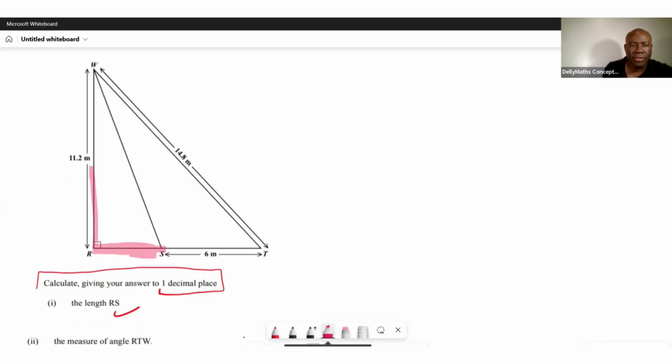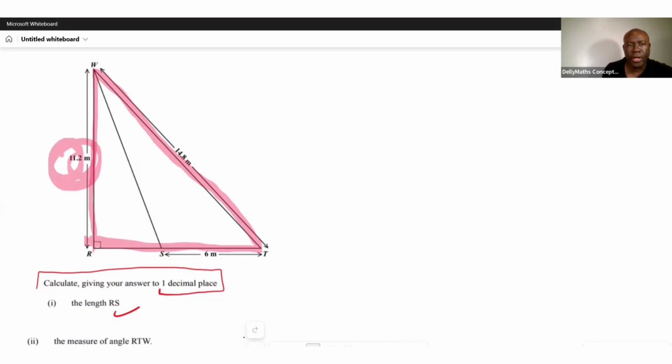There is nothing that I have for this triangle except 11.2, which means I can't focus on that triangle. But what I notice I can focus on is this larger right triangle. I definitely can use 11.2 and 14.8 to find the entire distance here. And after we have found this distance, then we decide what to do. So let us go and find RT in its entirety.